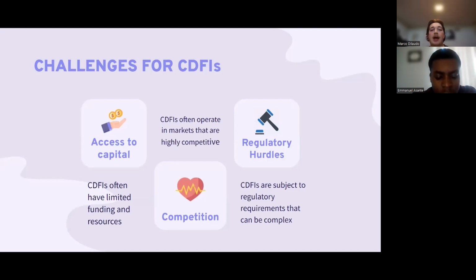CDFIs must also comply with a complex set of regulations and reporting requirements, which can be costly and time-consuming. Compliance costs can consume a significant portion of their limited resources, reducing their ability to provide services to their target communities. Moreover, regulatory compliance can be challenging for smaller organizations with limited resources to deal with.